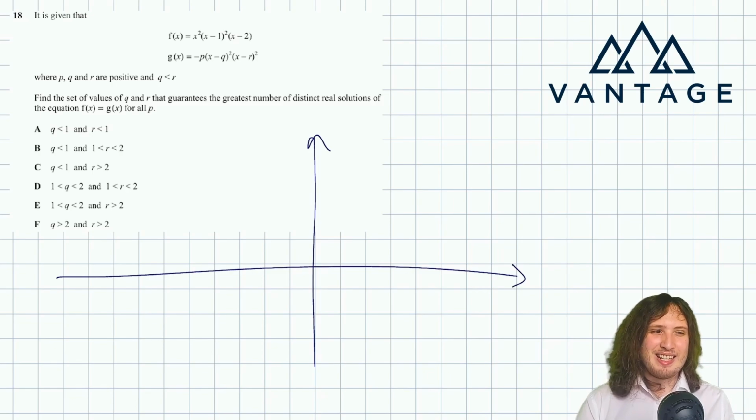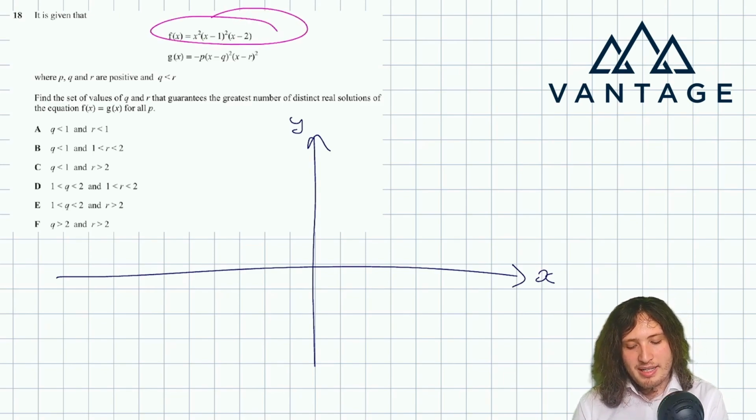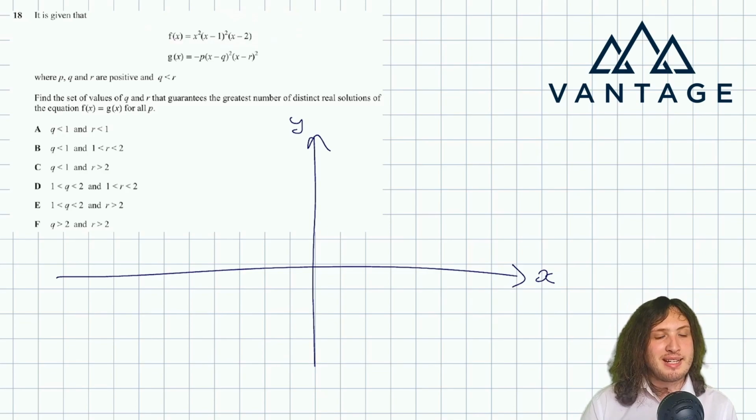So I think this is clearly crying out to be solved graphically, because then maximum number of solutions just corresponds to maximum number of intersections. Let's start by sketching f, because it's the one that doesn't depend on any parameters, it's fixed.